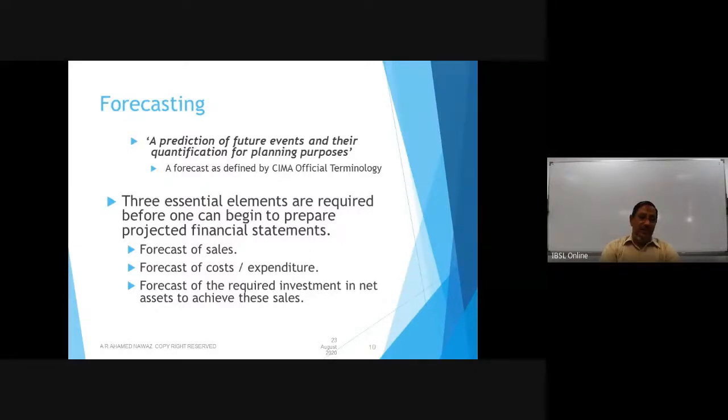Now, when you talk about the net assets, the most important part is the working capital: current assets, debtors, inventory, and cash. So the required investment in the working capital is very important. That has to be forecast correctly, projected carefully.